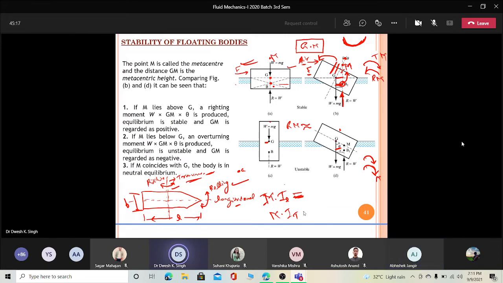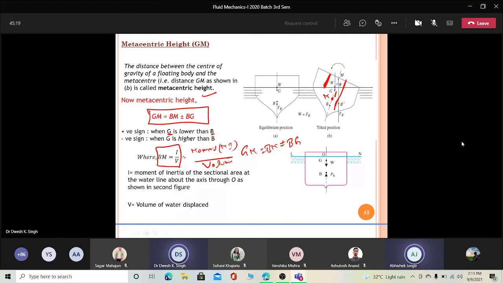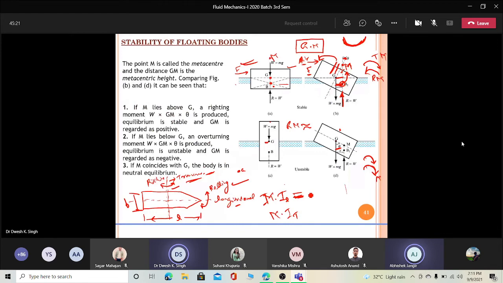MB, LB square. No sir, this distance L, okay, let me write this. LB square by 8. No sir. MB square by 8. I am asking for the moment of area moment.